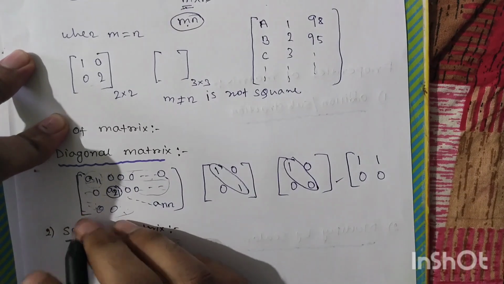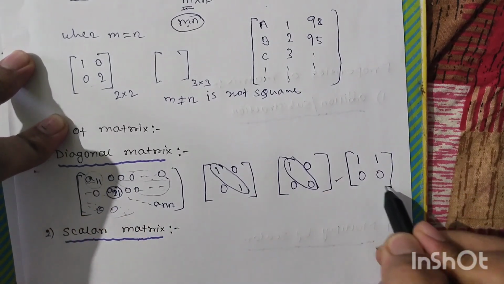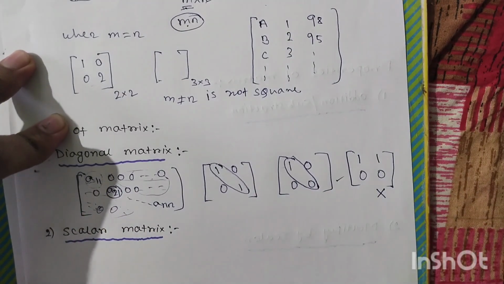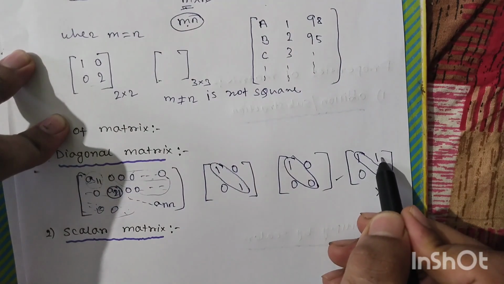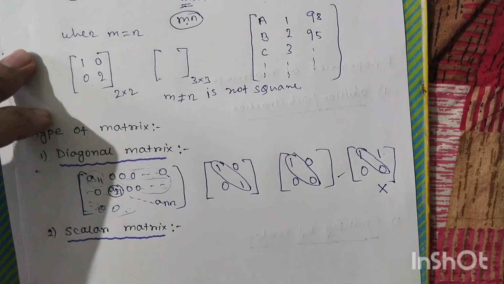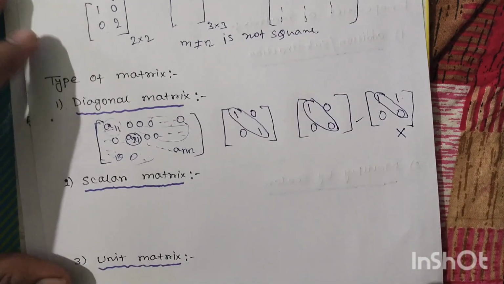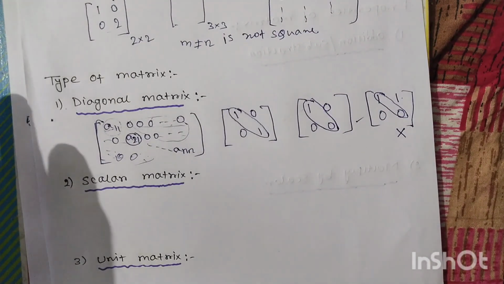Is this a diagonal matrix? No, this is not a diagonal matrix, because among the remaining elements a non-zero element, 1, is present here, so this is not a diagonal matrix. Okay, now let's go to the scalar matrix.